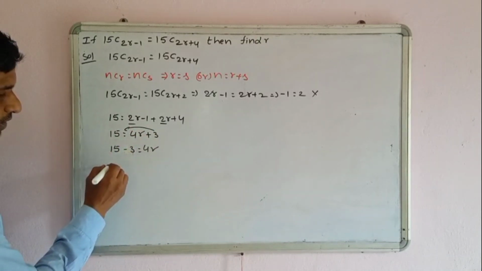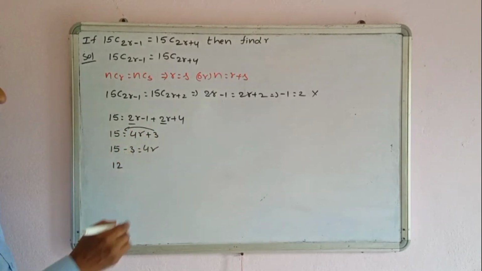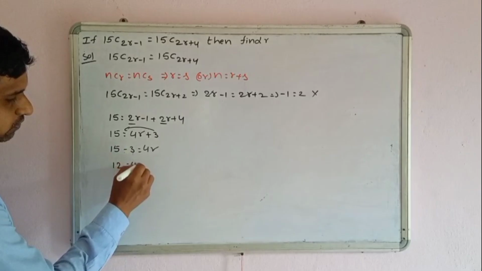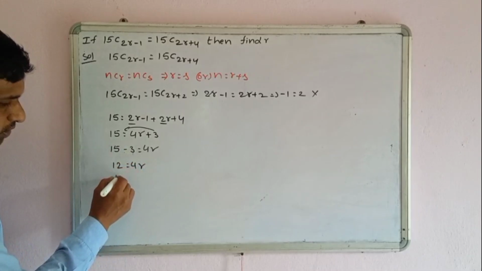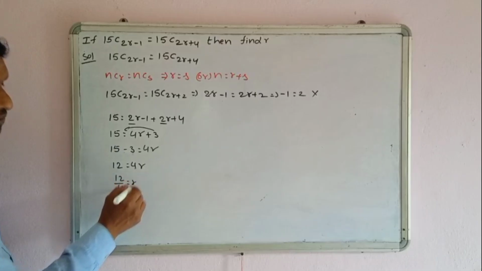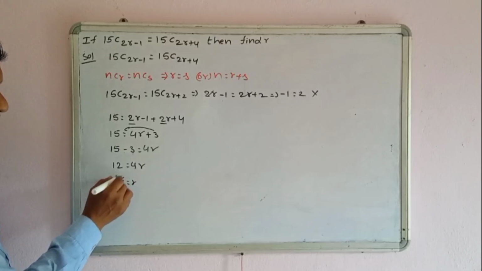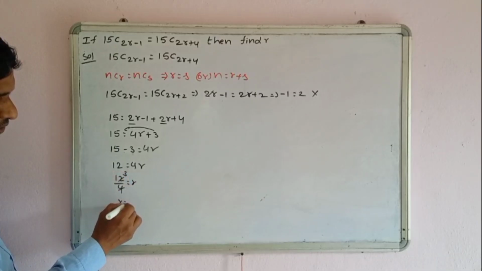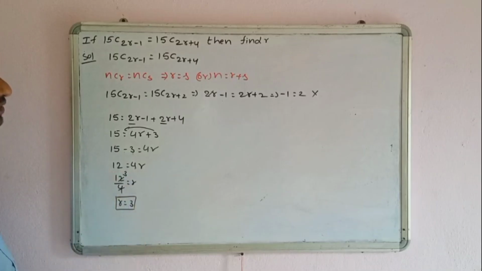15 minus 3. 15 minus 3 how much? 12. 15 minus 3 is 12 equals 4R. So 12, 4 transpose left side, divided by 4 equals R. So 4 how many times? 3 times. So R equals 3. The value of R is 3.